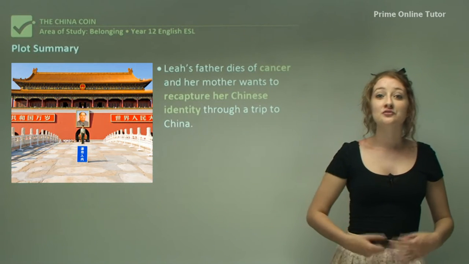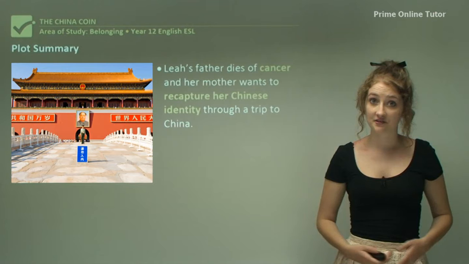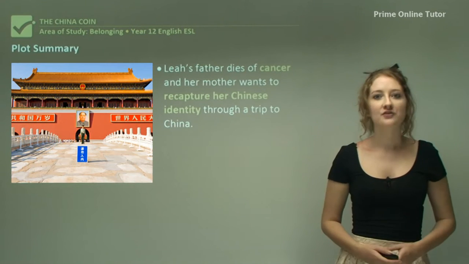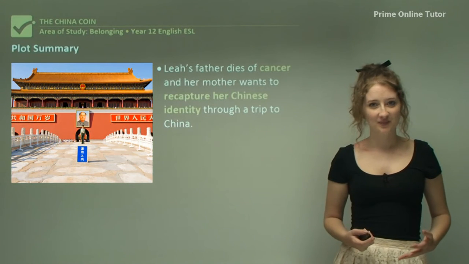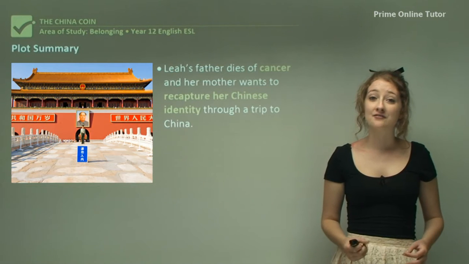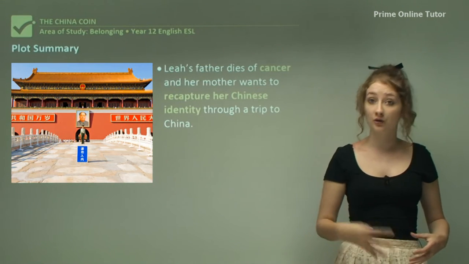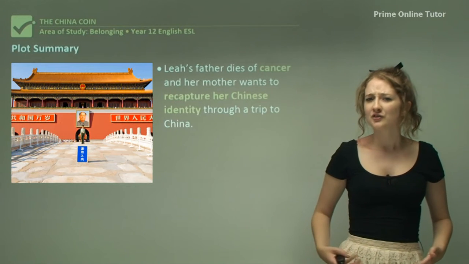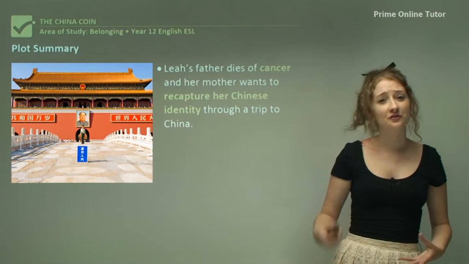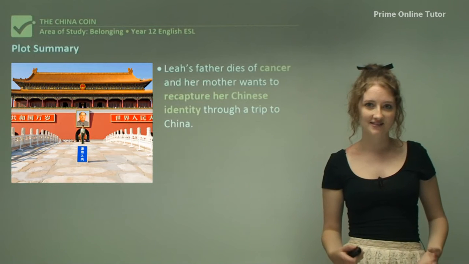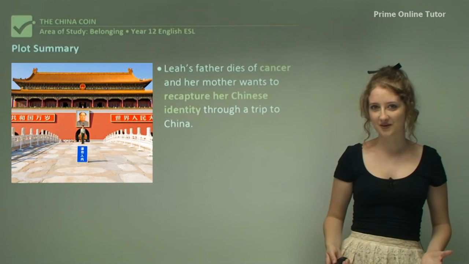Now obviously when you're reading a text, you don't just stop at understanding what happened in the plot, especially once you're at a Year 12 level. However, it's really important that you have a really solid knowledge of everything that happens and how it chronologically pans out, just so that the rest of the different steps become a bit easier to analyse. So let's take a look at this plot summary.